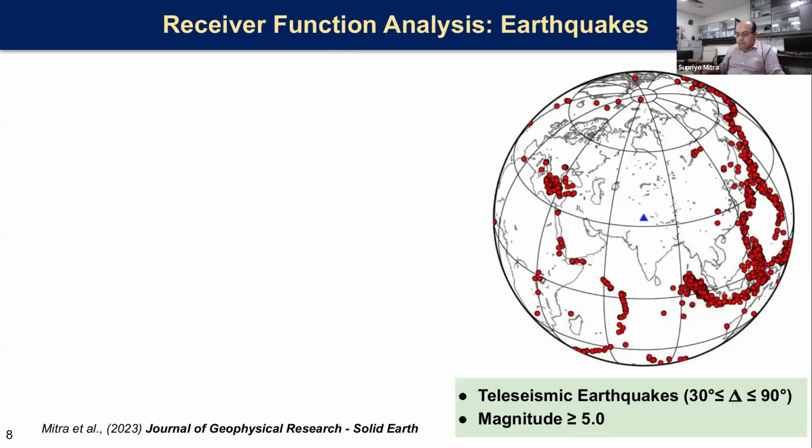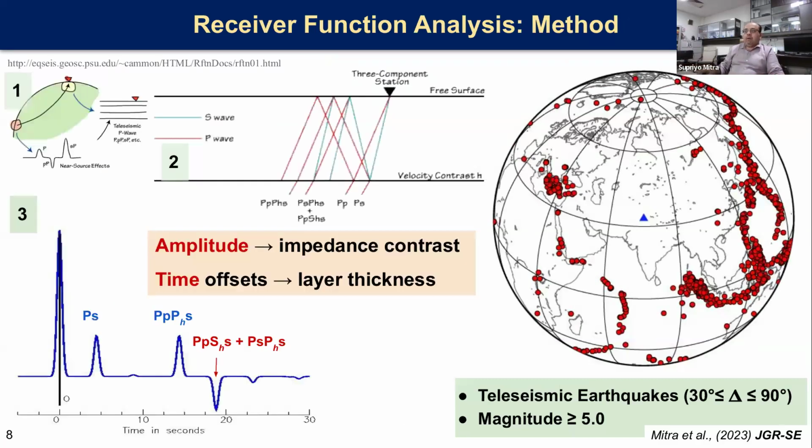So the way we look at the structure, one of the standard ways that people have done it, is using receiver functions. We use earthquakes which are at teleseismic distance. The globe on the right shows you, the red dots show you the earthquakes that we have used. The triangle shows the approximate location of the experiment. These earthquakes lie at a distance between 30 and 90 degrees. These are greater than 5 magnitude earthquakes.